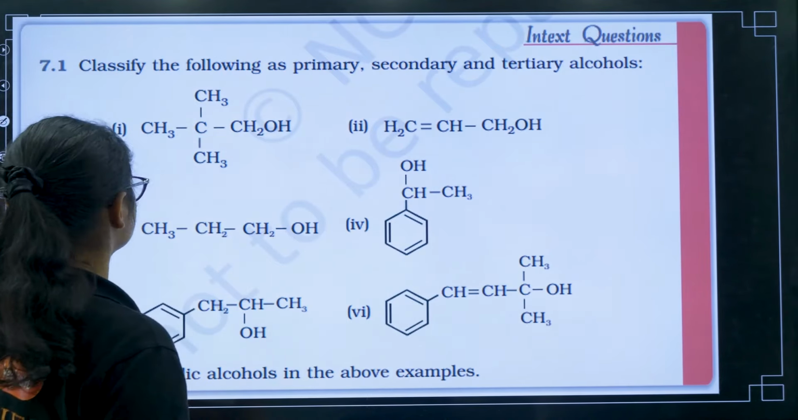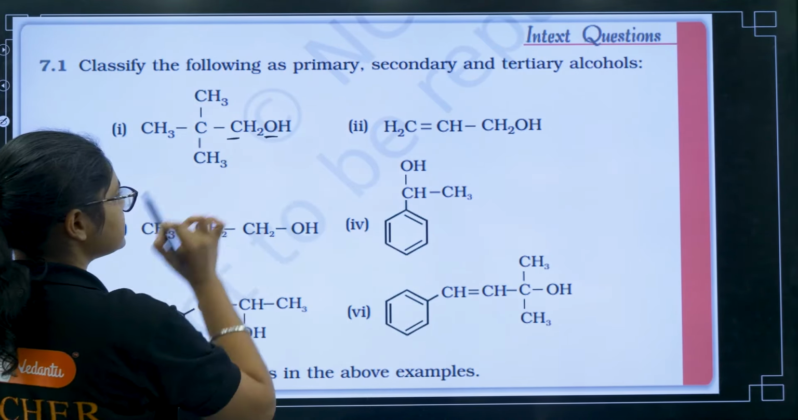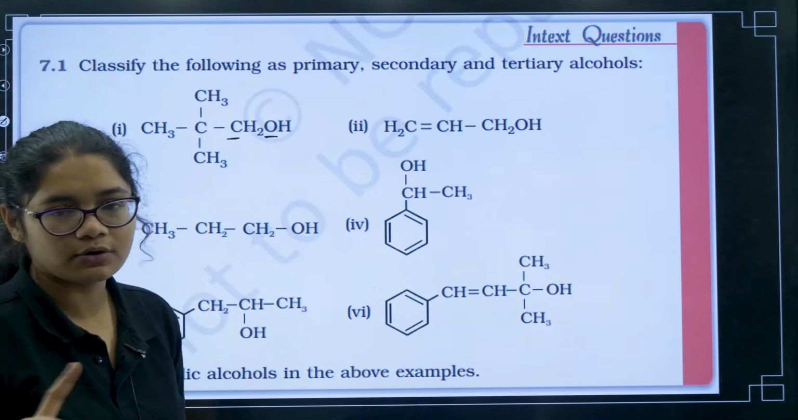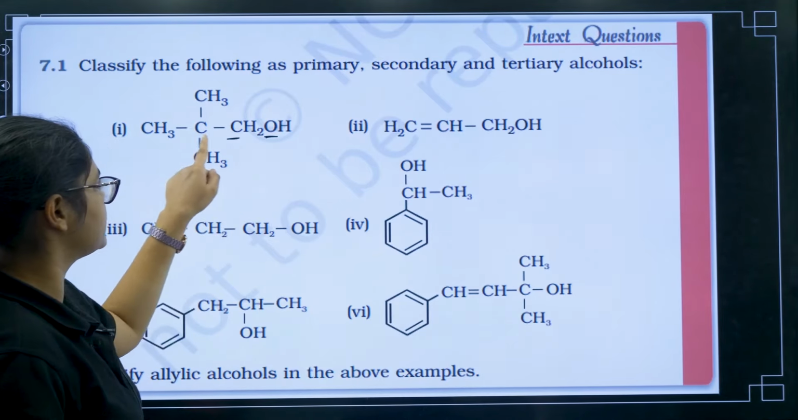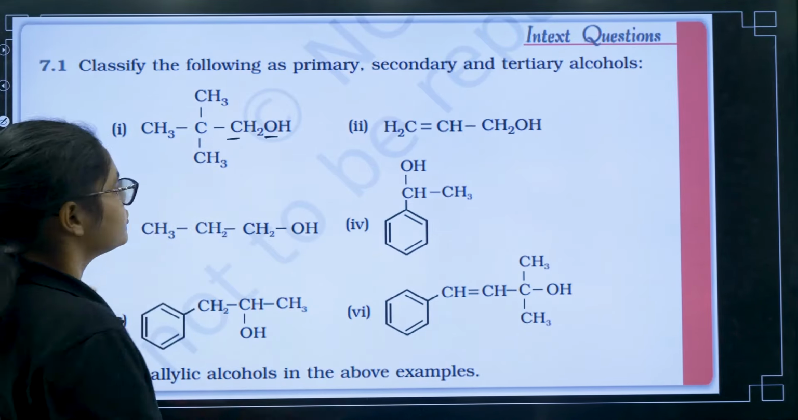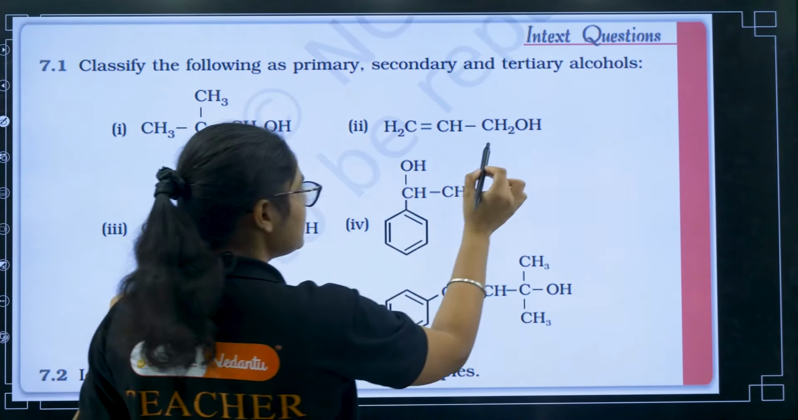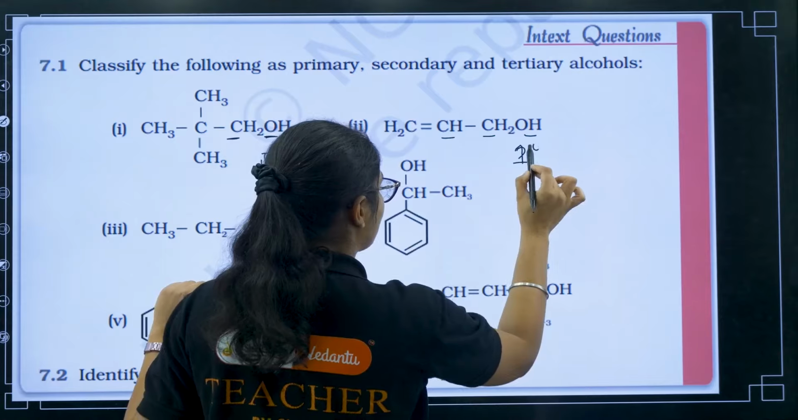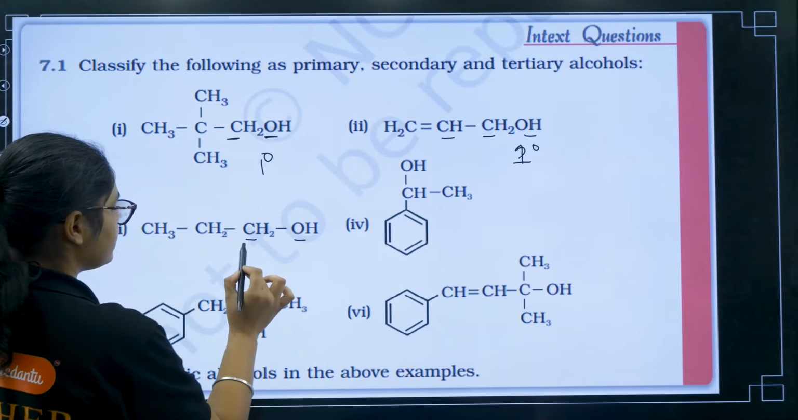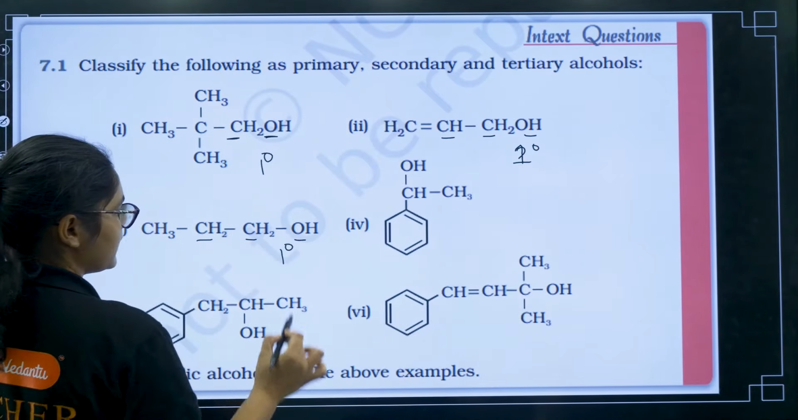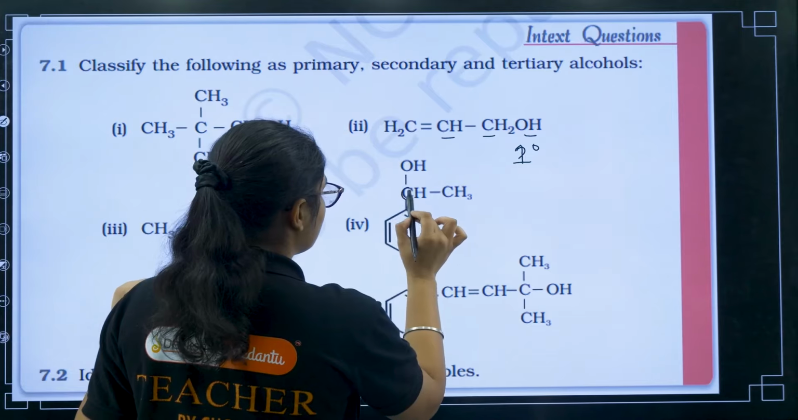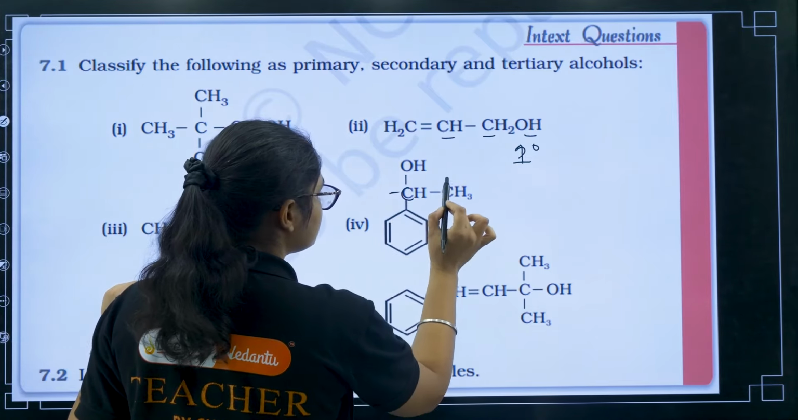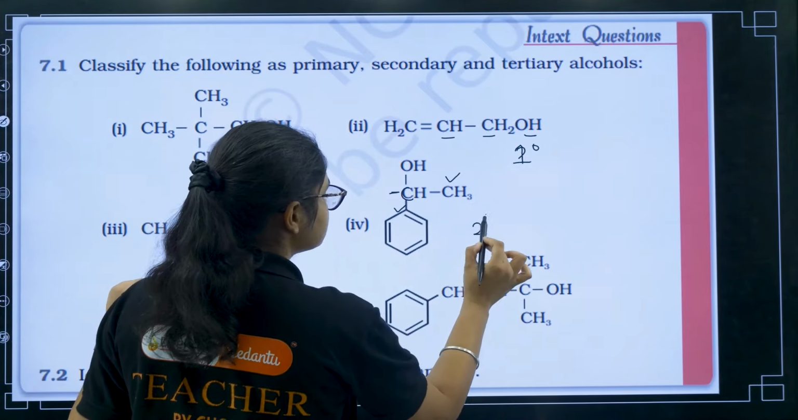So here what you have to check is the carbon which contains the OH group, how many carbons is it attached to? The carbon containing the OH group is attached to only one carbon, so this is primary. Here the carbon containing the OH group is attached to one carbon, so it is also primary. Here also, attached to one carbon, primary. Here the carbon containing the OH is attached to two carbons, this one and this one, so it is secondary.